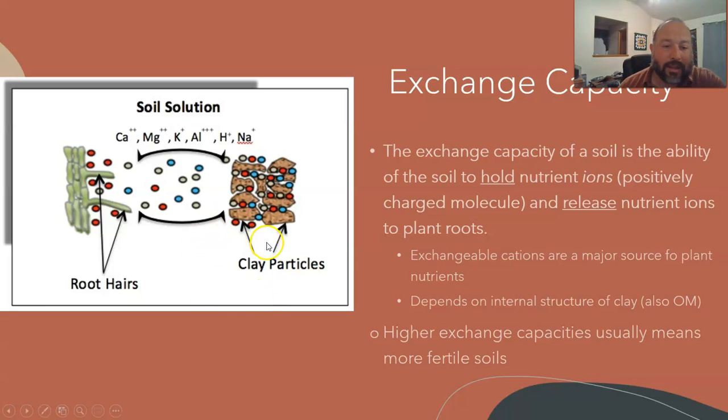If we look at this picture right here, we've got these clay particles in the soil. We've got the roots of our plants, and the roots of our plants have these root hairs on them. And you can see we've got the red stuff over here, and some red and some brown and some blue over here, and it kind of all mixes together. And how does that work? And why does that work?